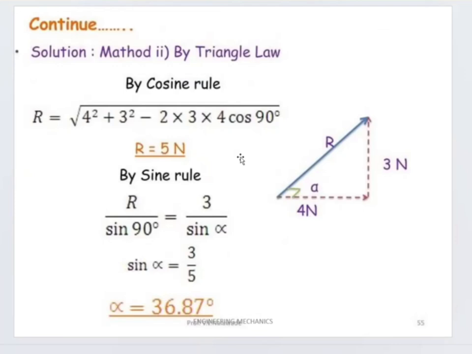Now by using the sine rule, we have to find the angle, that is R divided by sine 90 degree is equal to 3 divided by sine alpha. So sine alpha is equal to 3 by 5, and we have to calculate the single value, that is alpha. So you have to do sine inverse of 3 by 5. You will get the value of alpha, that is 36.87.